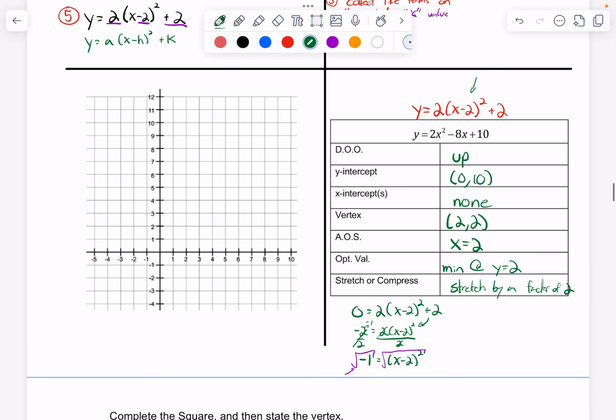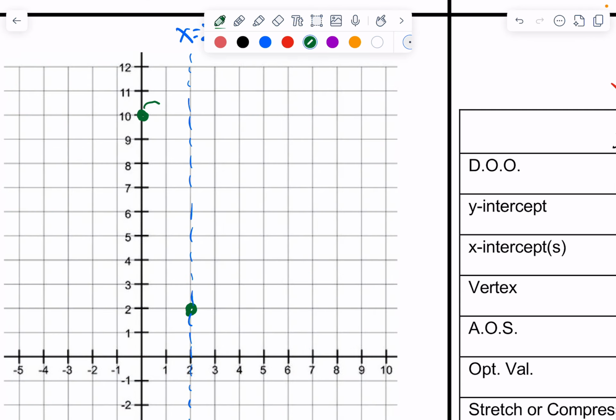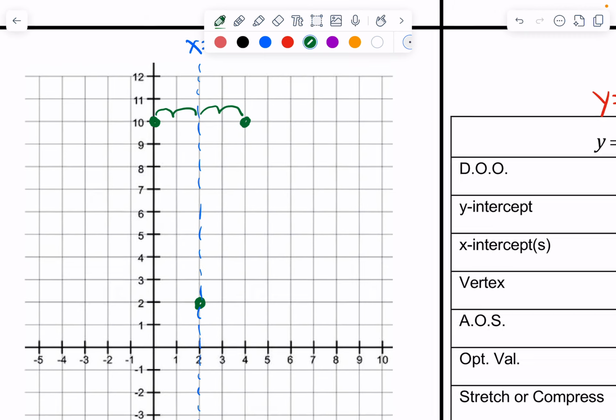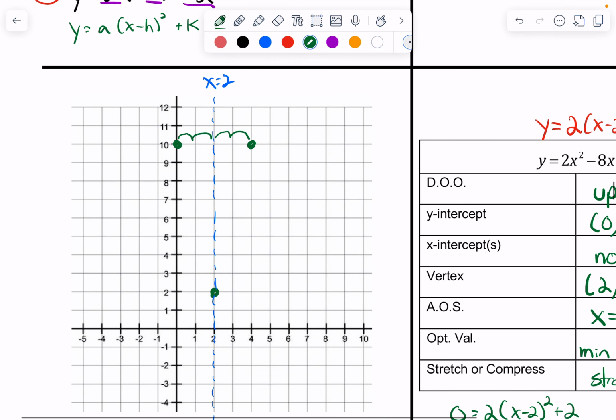So let's plot everything we have there. We have the vertex, 2 and 2. So that's right here. We don't have any x-intercepts, but we have a y-intercept, 0, 10, right up here. Okay. If we have our axis of symmetry, that goes right through your vertex, x equals, in this case, 2. Well, you can mirror this point. So this point is 2 off of that. That means it's 2 off of the axis of symmetry over here. And there you go. You can just plot that point right there.